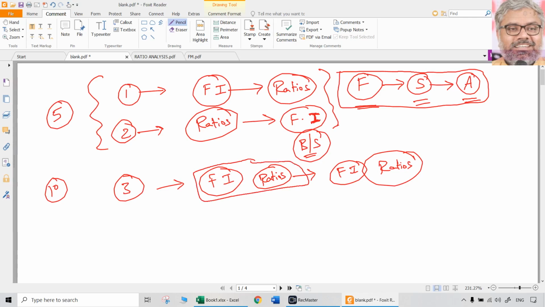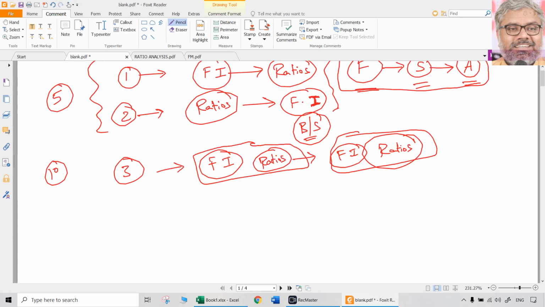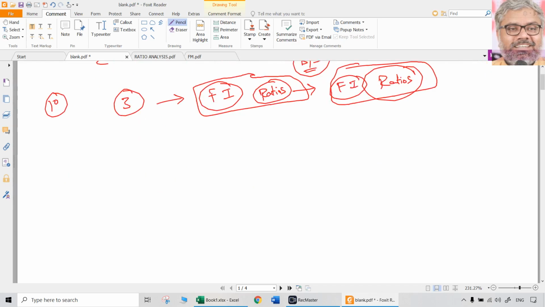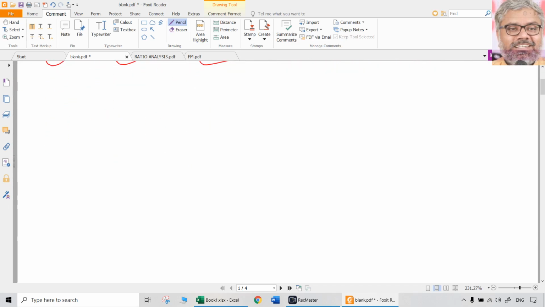And usually these types of questions will be a little lengthier. That is why usually they carry 10 marks. And all types of questions have been given in the past exams. These are the broad 3 categories of questions that we can expect.